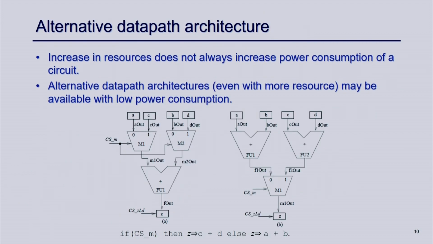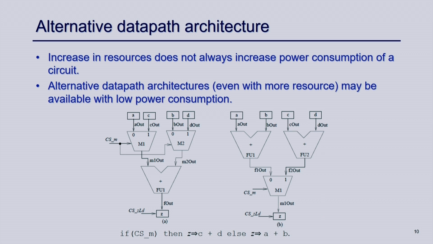So, we have a perception that if your number of resources is high, your power consumption will also be high, but that may not always be true, right. So, if you think about an example here, I have 2 multiplexers and an adder here, and in another architecture I have 2 adders and 1 multiplexer, but we assume that an adder is a more complex circuit than a multiplexer. So, we can say that this particular circuit has more resources compared to this circuit, right.